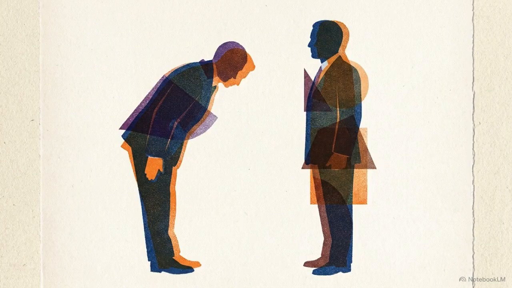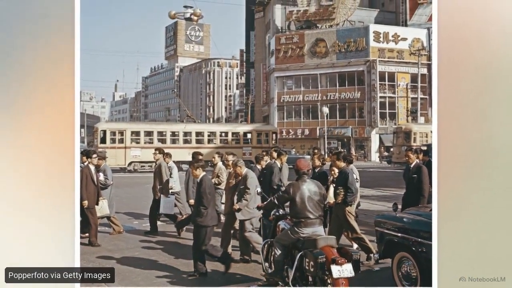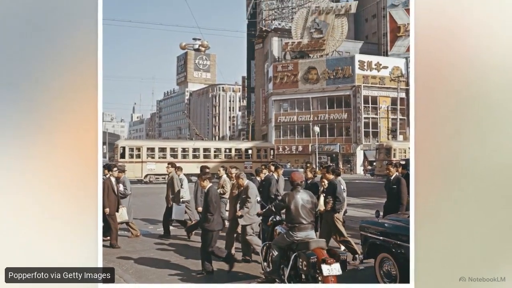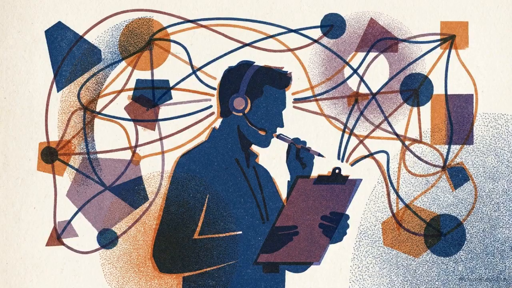The second barrier is social habits. Cultural norms heavily dictate group dynamics. In Japan, younger respondents will often defer entirely to the opinions of anyone older or of higher status in the room, requiring a completely different approach to moderation.